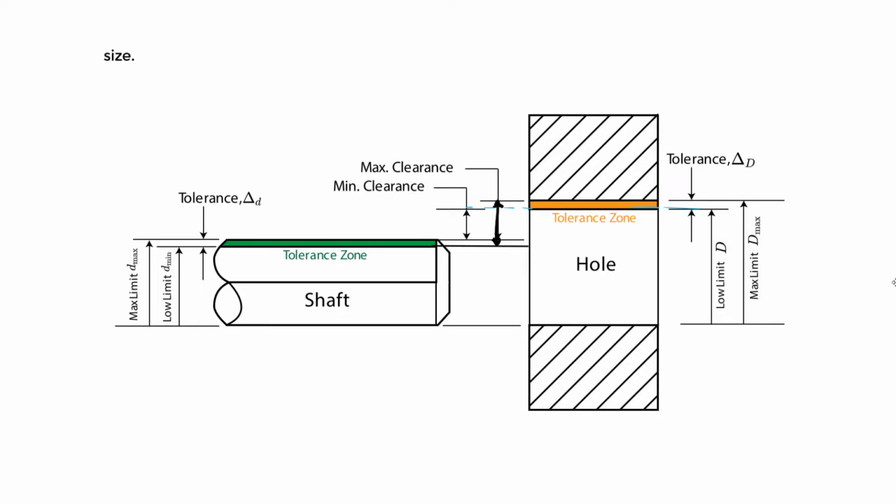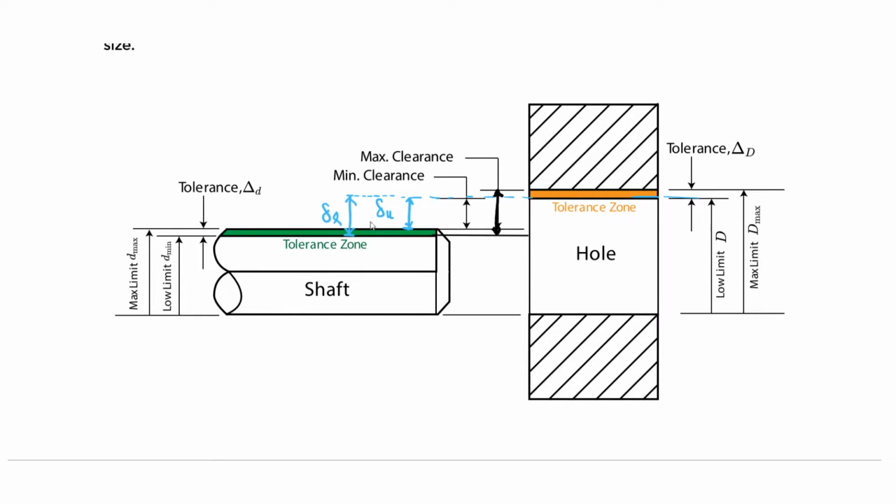So you start at the upper limit, the maximum limit of the shaft, and go to the lower limit of the hole. That's going to be your upper deviation. Then you have the lower deviation. You start at the low limit of the shaft, and then you still go to the low limit of the hole. So we start at the low limit of the shaft and go to the low limit of the hole. This is your lower deviation.